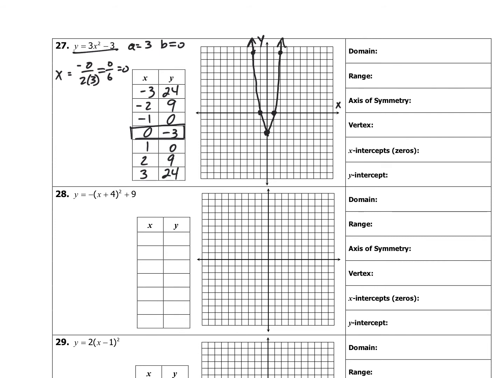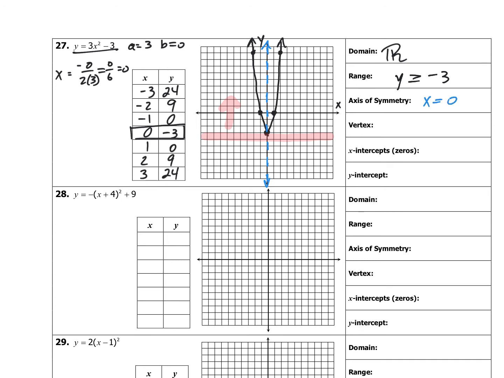Okay, so let's start to drill into some of these things. The domain, like I said before, is all real numbers. The range, it looks like we don't start to have range values until we get there, where y is greater than or equal to -3. The axis of symmetry, that is the vertical line that splits the graph in two, and it actually happens to be the y-axis in this problem. Okay, so that is x equals 0.